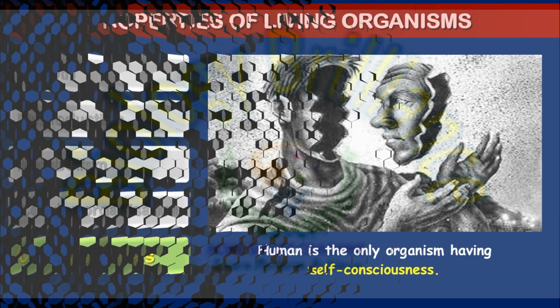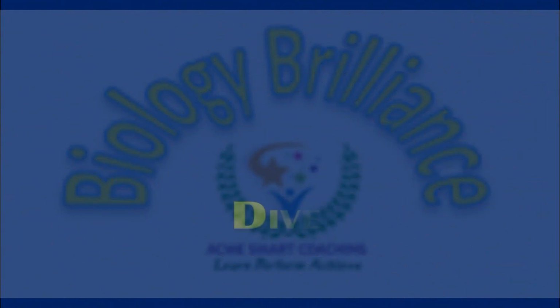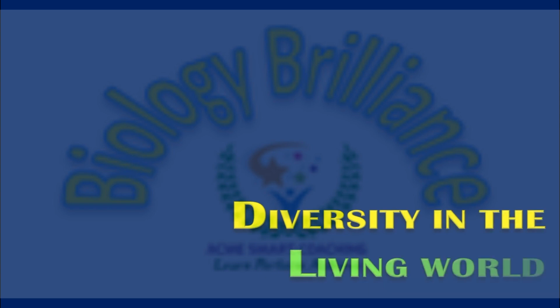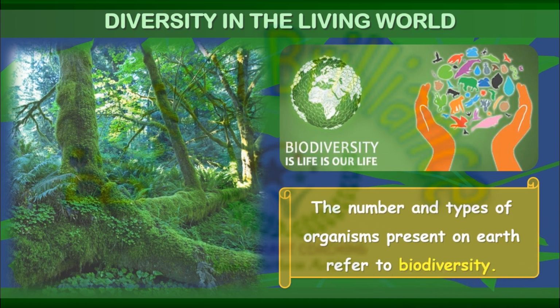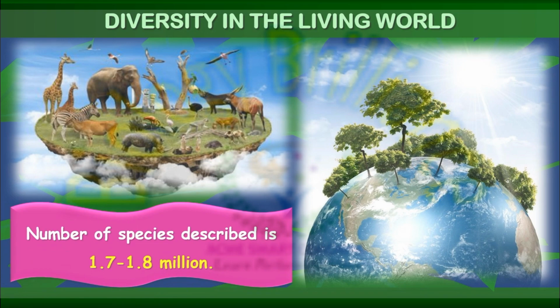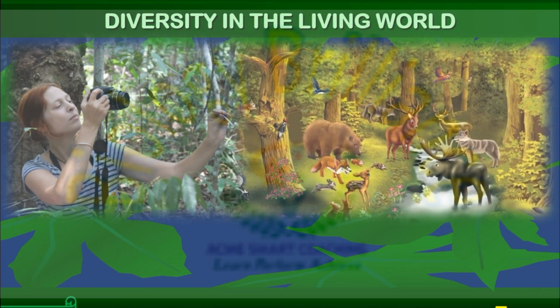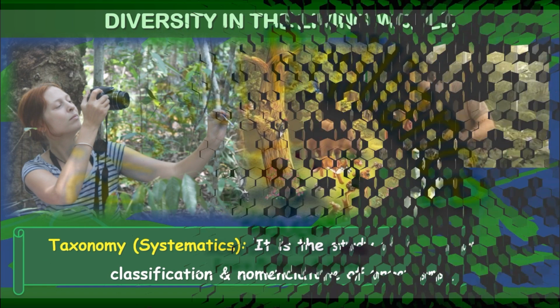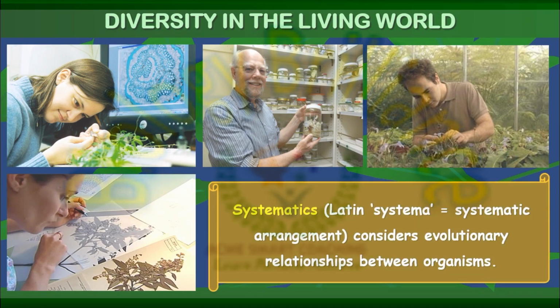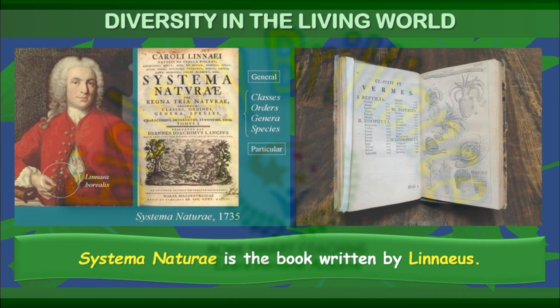Now, we will be studying the diversity in the living world, that is biodiversity. The number and types of organisms present on Earth refer to biodiversity. The number of species described is 1.7 to 1.8 million. Taxonomy, systematics: it is the study of identification, classification and nomenclature of organisms. Systematics considers evolutionary relationships between organisms. Systema Naturae is the book written by Linnaeus.